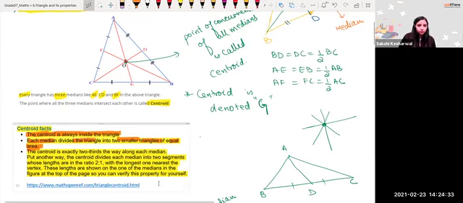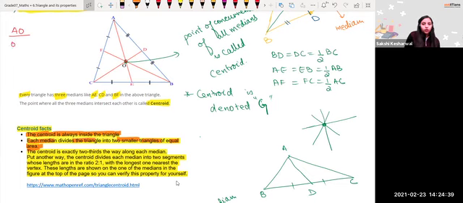Okay, so can I say that AO upon OE is equal to OB upon OF, which is equal to OC upon OD, which is equal to 2:1. All of them are 2 parts and this is 3 parts, right? Now I'll show you one more thing.